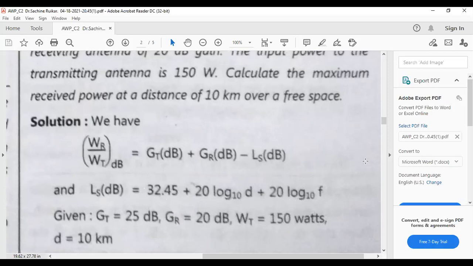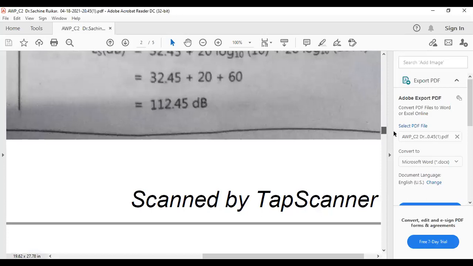Already we have calculated this one in the previous session. In this way we can calculate the LS. What is given? LS in dB is 32.45 plus 20 log 10 of frequency, and the distance is given as 10 and the frequency is 1000. You can find LS in dB, that is 112.45 dB.